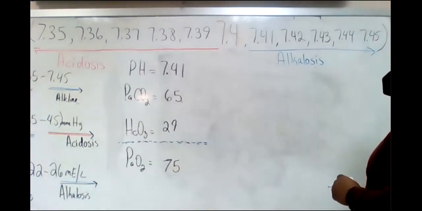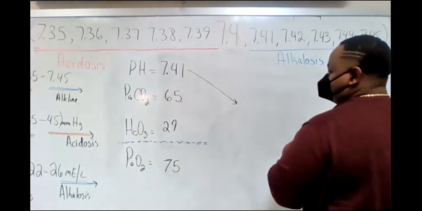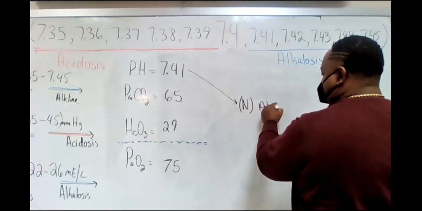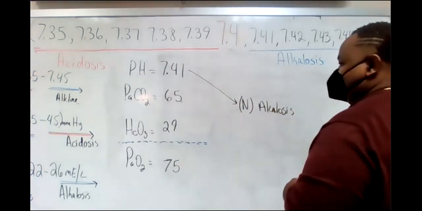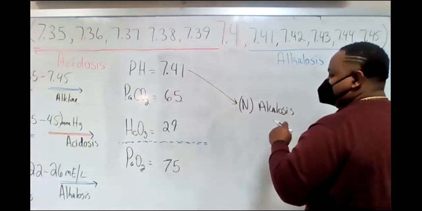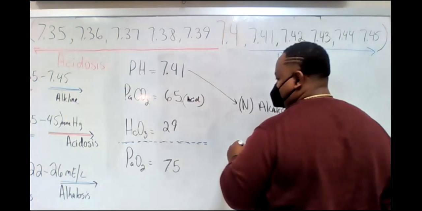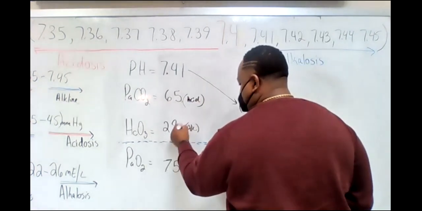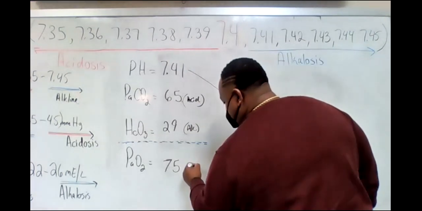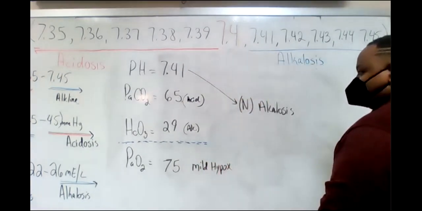All right. Lori, what is pH doing? Normal, but leaning alkalosis. All right. Now let's see who the second player is. What is CO2 doing, Lori? Acid. What is bicarb doing, Lori? Alkaline, okay. And then what is the PaO2? Mild hypoxemia, right? All right.